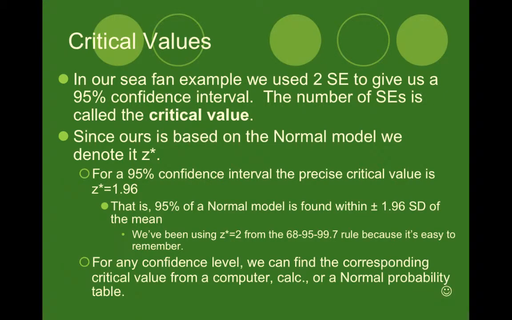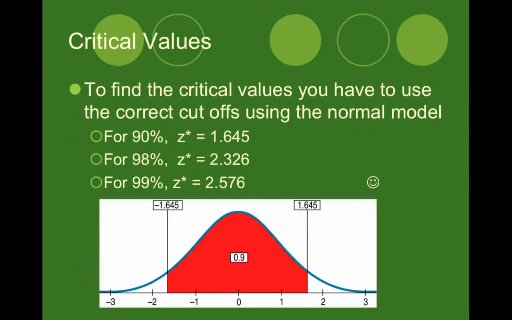But for any confidence level, we can find the corresponding critical value from a computer, our calculator, or the Z-score table. Because again, the critical values are just a Z-score. To find the correct values, you have to use the correct cutoffs using the normal model. So for a 90% confidence interval, your critical value is 1.645. For 98%, your critical value is 2.326, and for 99%, it's 2.576.